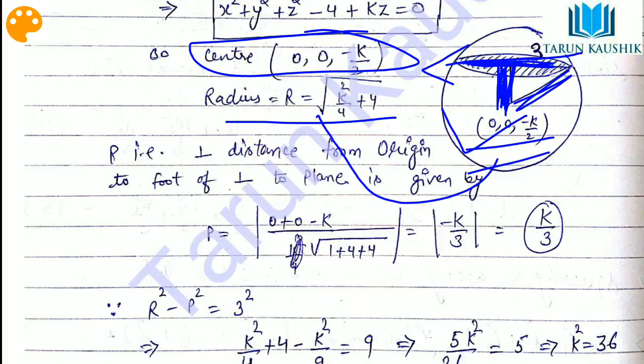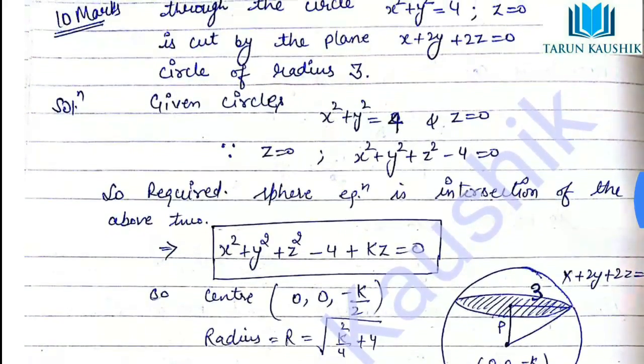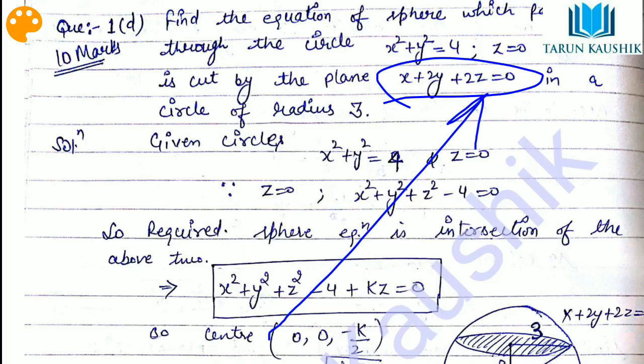And what is the equation of the plane? It is already given: x plus 2y plus 2z equals 0. This is the given plane. So we have to find the length of the perpendicular drawn from the center to this plane, and it can be calculated.